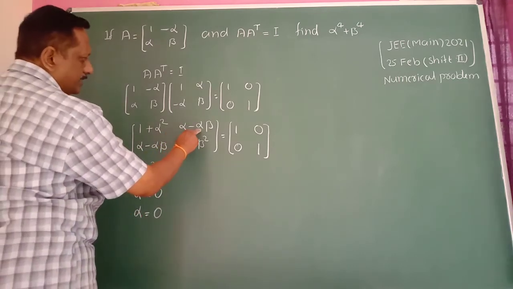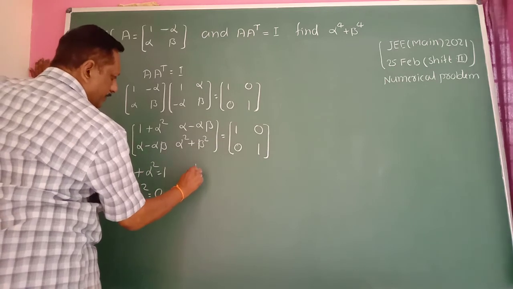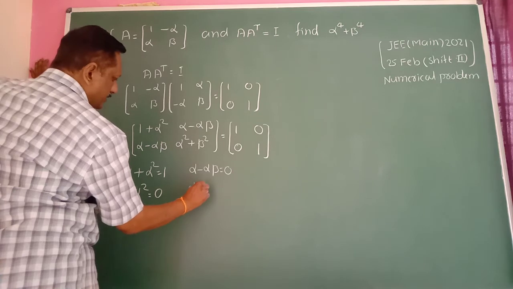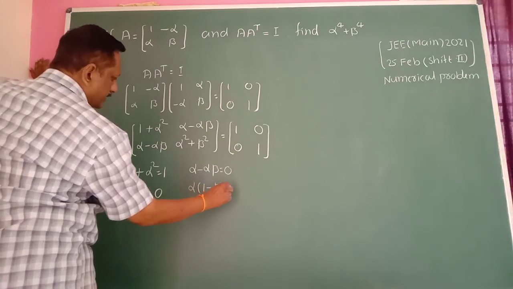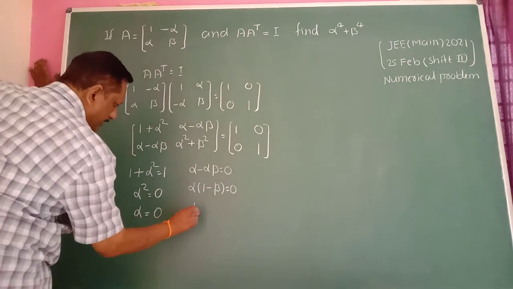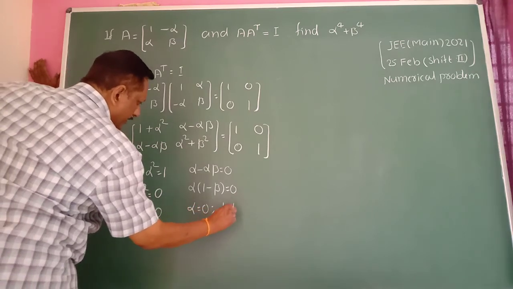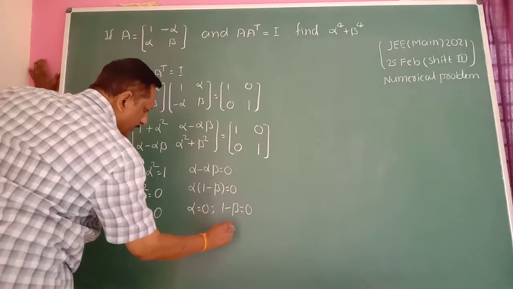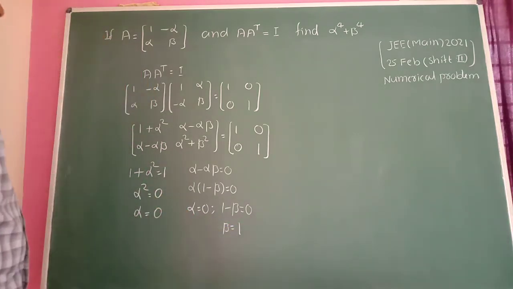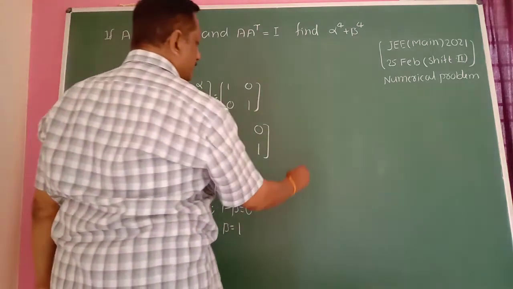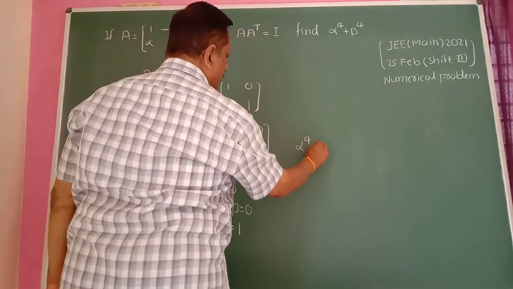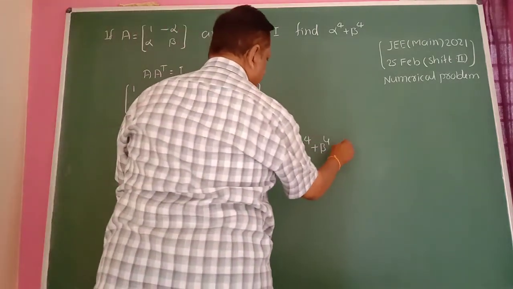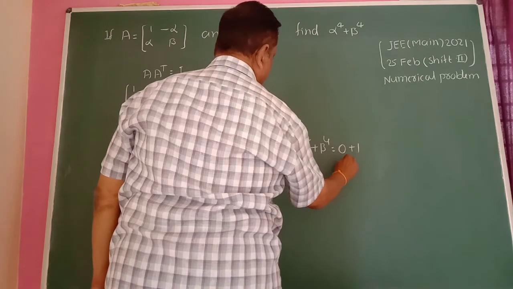Then alpha minus alpha beta is equal to 0 here. Then alpha into 1 minus beta is equal to 0. Hence alpha is equal to 0 or 1 minus beta is equal to 0. Alpha is already 0, so therefore beta is equal to 1. Therefore alpha into 4 plus beta into 4 becomes 0 plus 4. Therefore 4 is the answer.